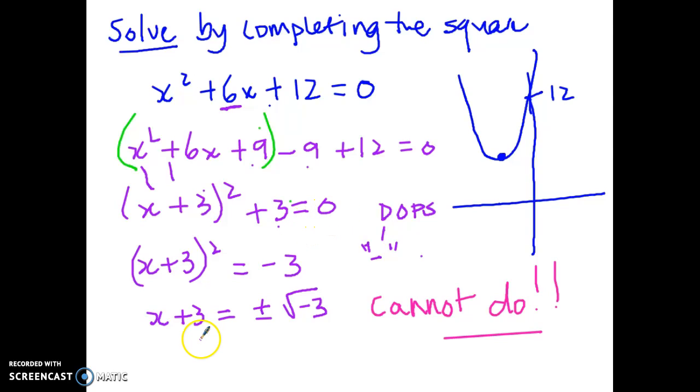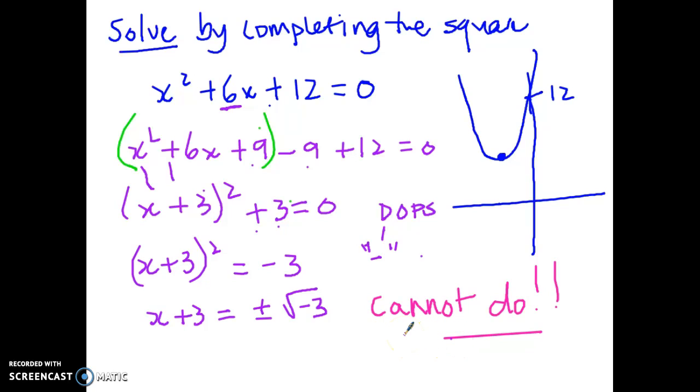This is further illustrated if we do our backtracking method here. So if we get this far and I've got a plus 3, I take it over to the other side, it becomes a minus 3. Then my next step would be to square root both sides. So you try to square root a negative number. Of course you can't do it.